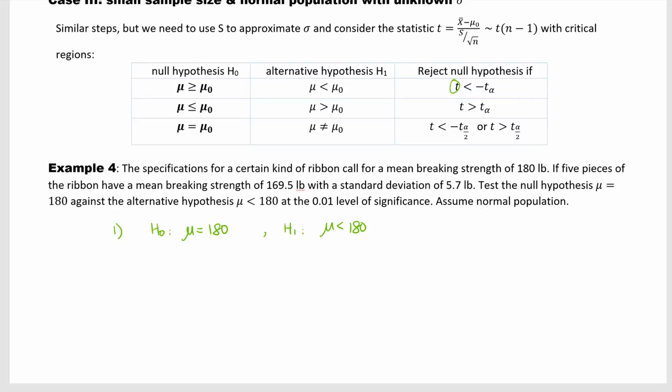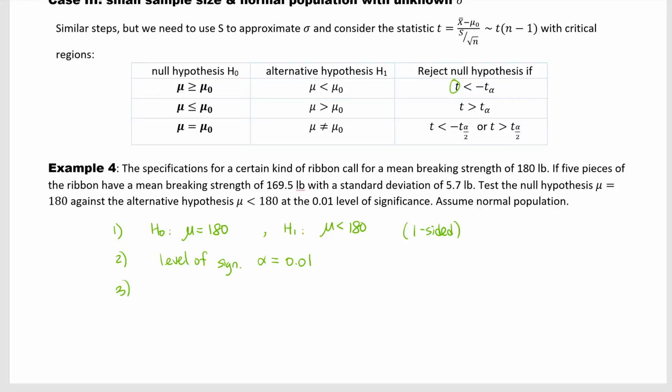Okay, so here we have a one-sided alternative. I really want you to emphasize whether we have a one-sided or two-sided alternative, because the critical region can be quite different. Okay, step 2. What is step 2? Do you remember? Level of significance. Alpha equals 0.01. Okay, so 0.01.